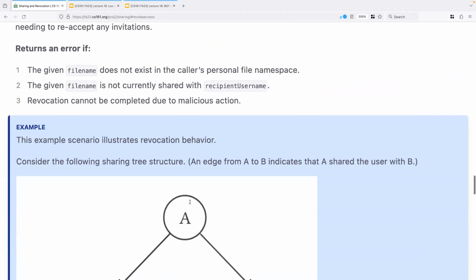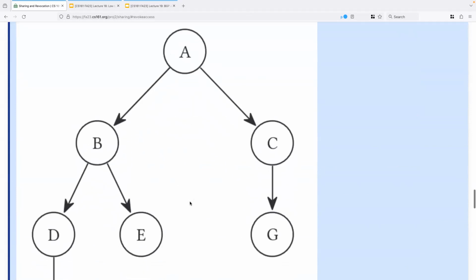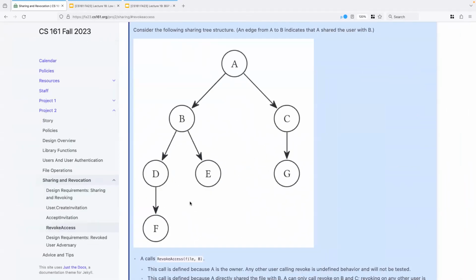Okay, so here's the example that I think makes it crystal clear. If we imagine that this is the sharing structure, user A created the file, so they're the owner. They shared it with B and C, C shared it with G, B shared it with D and E, D shared it with F. Who is the only person on this picture who can revoke access from a file? A. Nobody else can revoke access from the file.